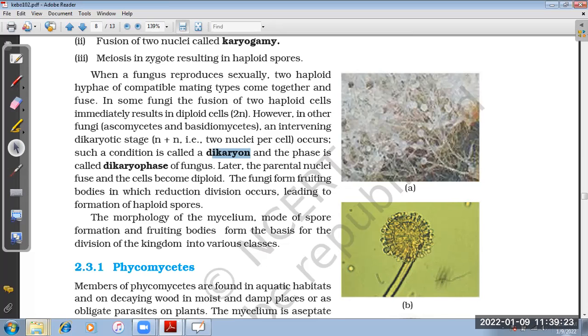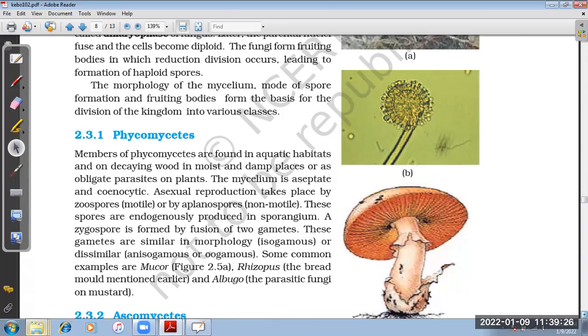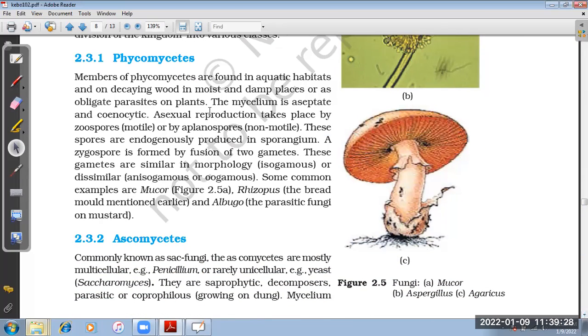Now let's come to Phycomycetes. First group, algal fungi. Remember? Now, where they are present, you should be reading like damp, decaying wood. They're obligate parasites. What do you mean by obligate? Compulsory, correct? Compulsory parasites. Asexual reproduction by zoospores or by aplanospores. Aplanospores are nothing but non-motile. So how do they reproduce asexually? By zoospores, which are motile, or by aplanospores.